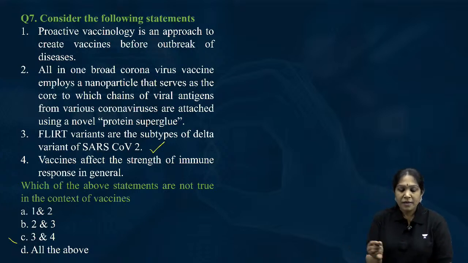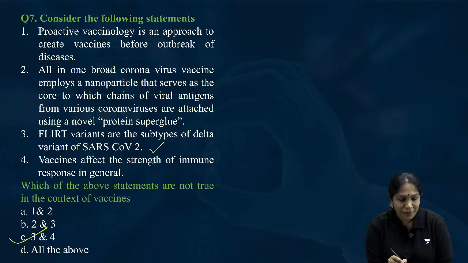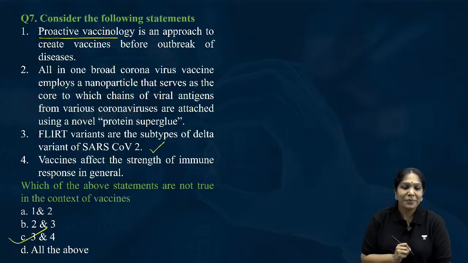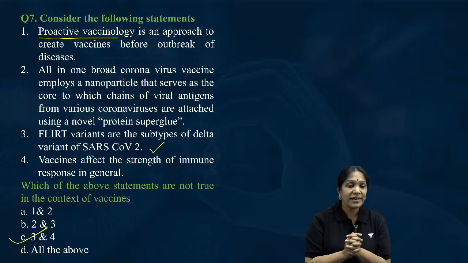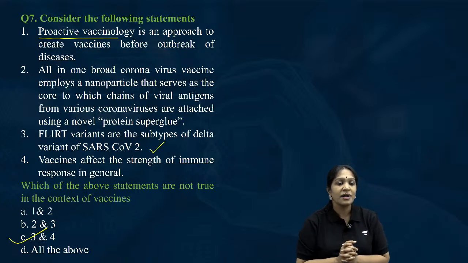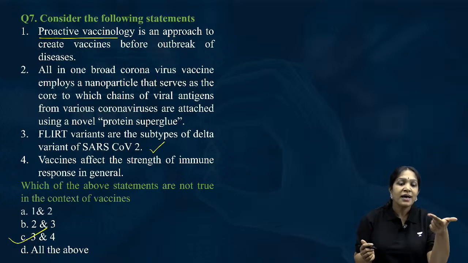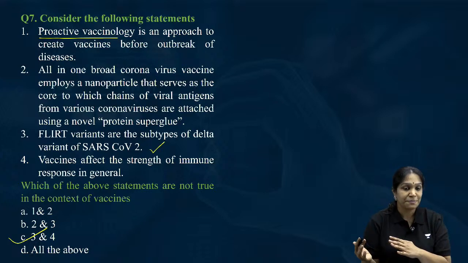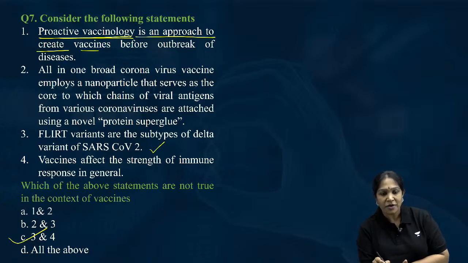First, I think this one you can easily guess. Exactly 25%. Very good. So, proactive vaccinology. Common sense point. Proactively doing it means what? For example, you still did not ask me for chocolates, but I have given. That is called proactive. If you prepare a vaccine before the outbreak comes, before the disease spreads, that is called proactive vaccinology. It is an approach to create vaccines before the outbreak of the disease.